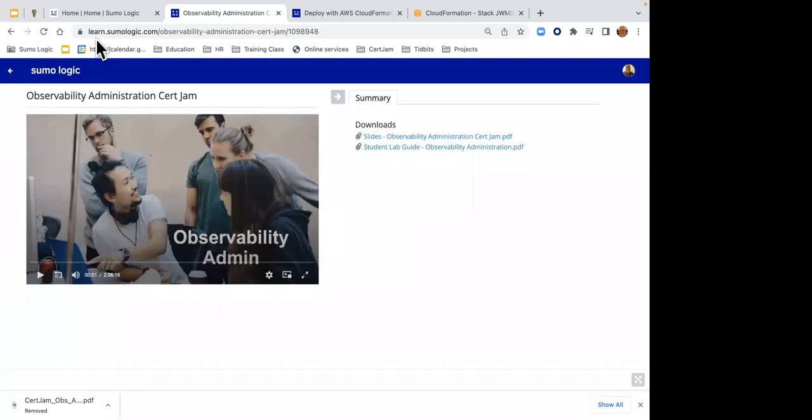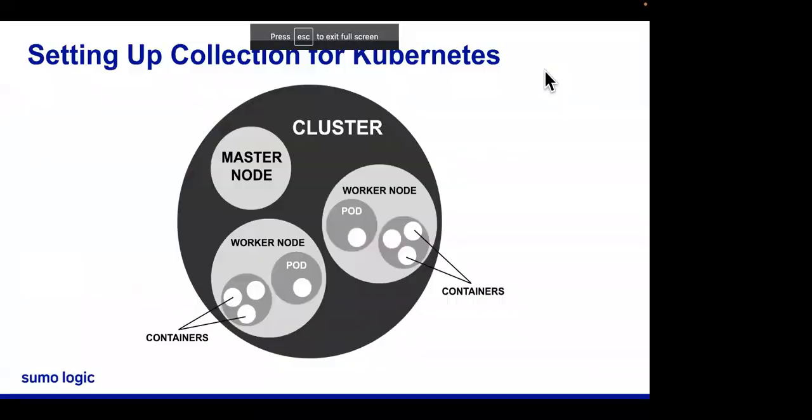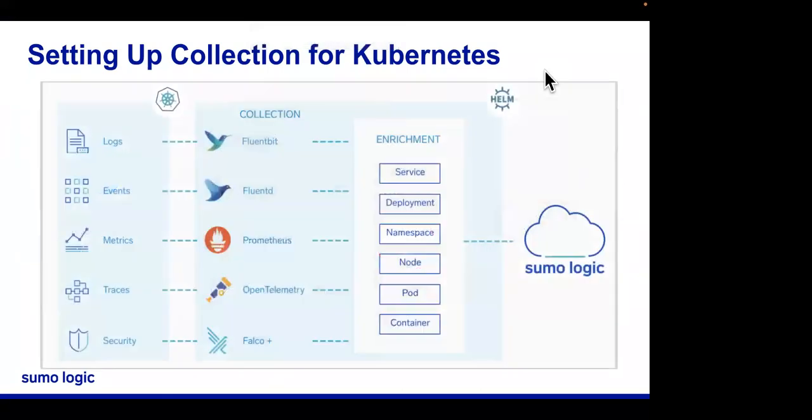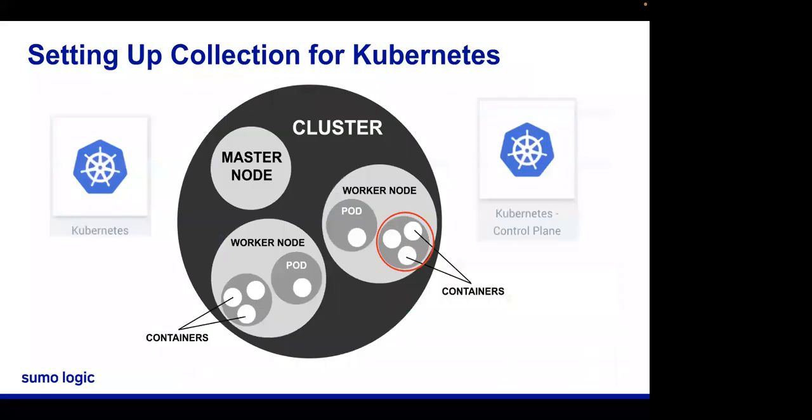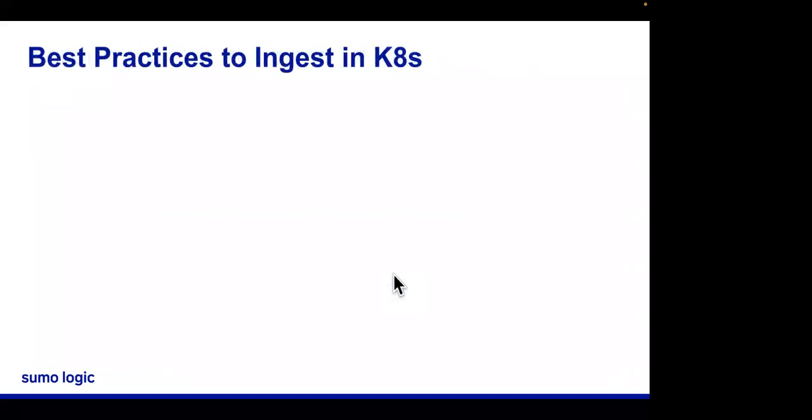Because there is at least one test question based on this slide. You'll also need to know that the Kubernetes control plane deals with your master node, and Kubernetes application deals with your worker nodes. And as I said, you can also add additional key value pairs here. So, best practices to ingest in your Kubernetes environment.